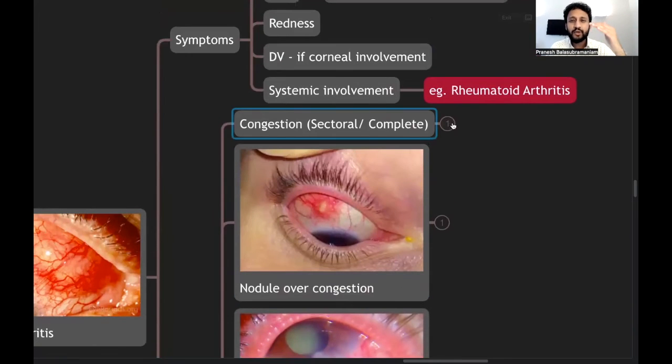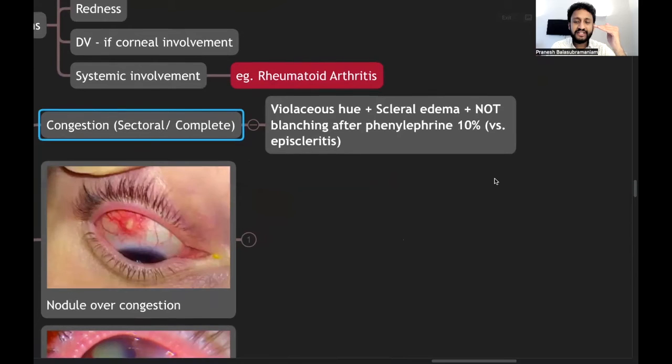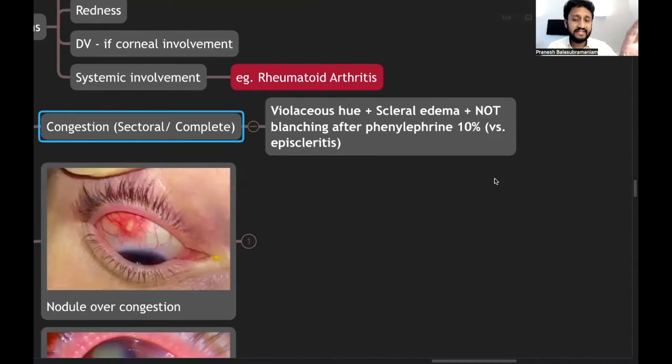And this condition is quite characteristic because it is not the usual condition you will see in episcleritis. They have this violaceous hue, which means more of a violet-like color you will see, especially under daylight. You will have scleral edema. And most importantly, this condition will not blanch when you instill a vasoconstrictor like phenylephrine. Whereas in episcleritis, on instillation of phenylephrine, there will be blanching of blood vessels. A very important differentiating feature between episcleritis and scleritis because the treatment totally differs.